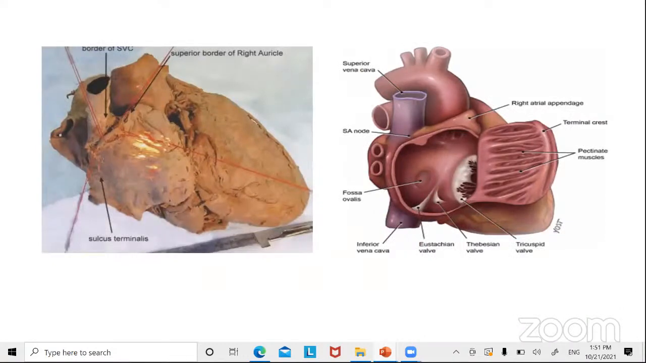Externally, the junction of the appendage and the venous component is identified by a prominent groove called the terminal groove or sulcus terminalis. This corresponds internally to a ridge which is called the terminal crest. The most characteristic and constant feature of the right atrium is the pectinate muscles. These muscles originate as parallel fibers that course at a right angle from the terminal crest.